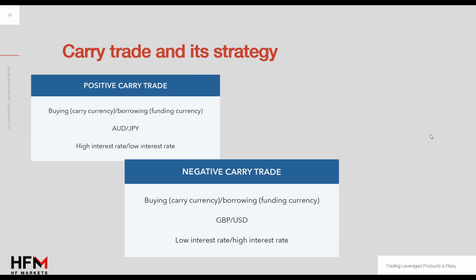An example, as I said, is when the secondary or quote currency is usually the Japanese yen or the Swiss franc. These are the positive carry trade examples, and they are actually very popular. Now, let's move on.